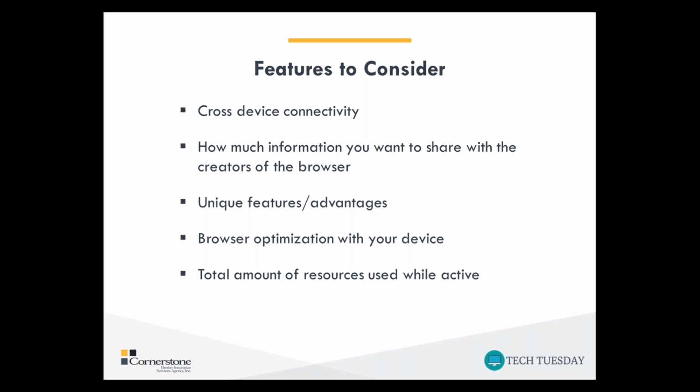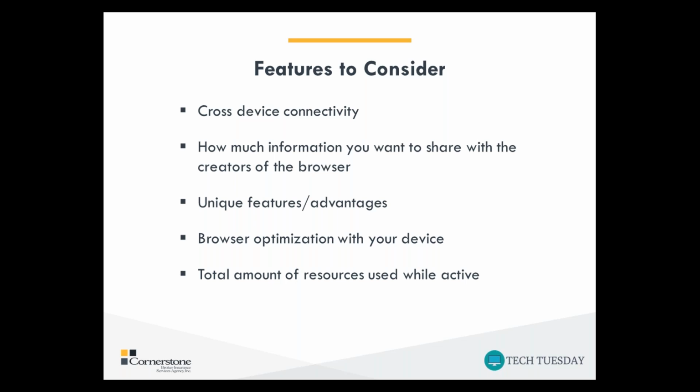Another feature to consider are different unique features or advantages about the web browser in general. There are a lot of different options that make web browsers all different from each other, and you're going to want to consider those advantages and disadvantages when choosing a web browser as well. Lastly, you'll want to mention again optimization with your device for the web browser, meaning does the browser actually fit well with the device you're using? This is different than your OS compatibility that I mentioned before.